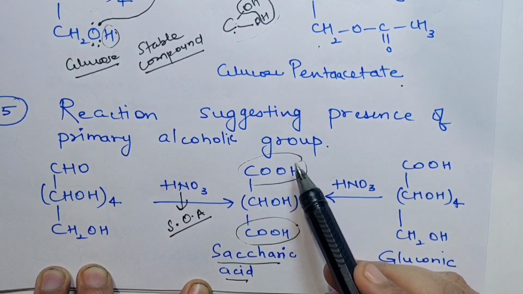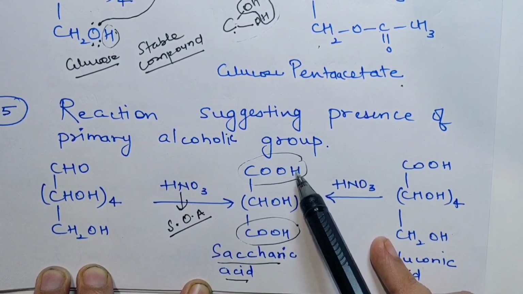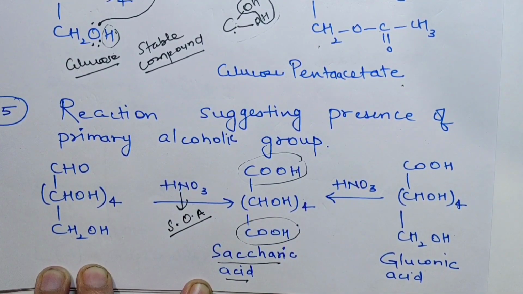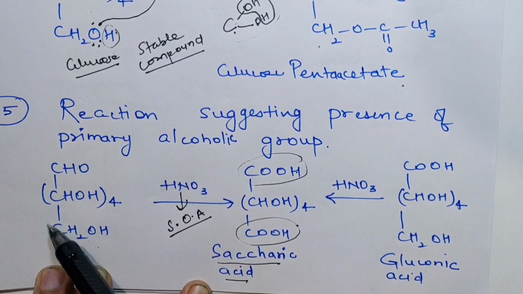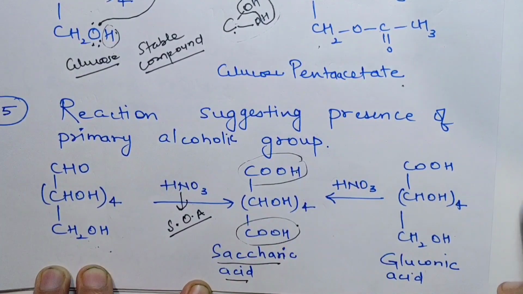One was obviously aldehyde getting converted into acid. The other should be a primary alcoholic group. Why? Because this could not be converted into acid by a mild oxidizing agent, but it's being converted into acid by a strong oxidizing agent. It strongly suggests that there is a primary alcoholic group.